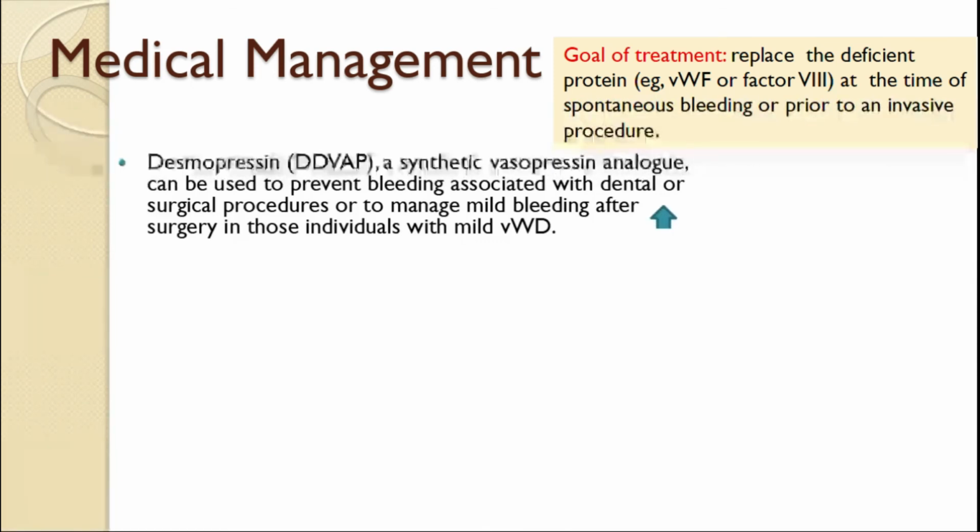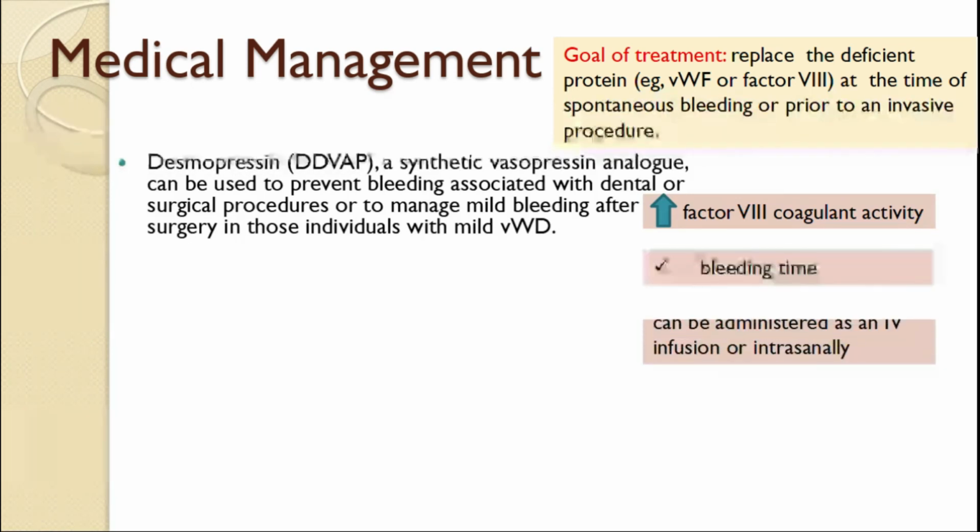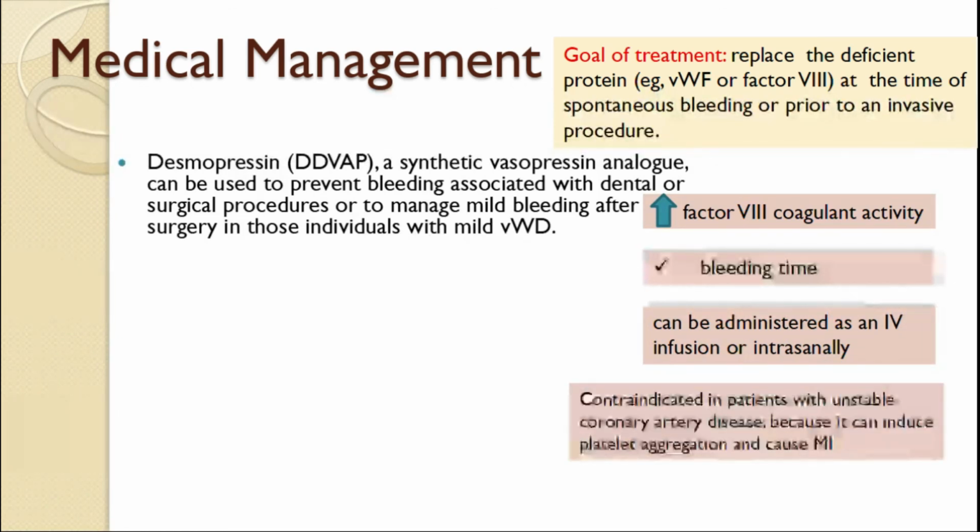DDAVP provides a transient increase in factor VIII coagulant activity and may also correct bleeding time. It can be administered as an IV infusion or intranasally. With major surgery or invasive procedures, IV administration is preferable. DDAVP is contraindicated in patients with unstable coronary artery disease because it can induce platelet aggregation and cause MI.